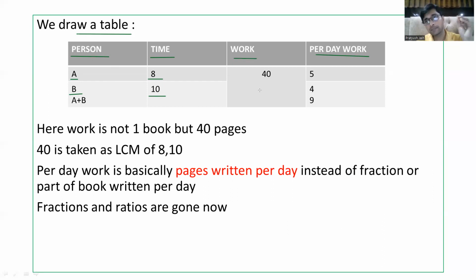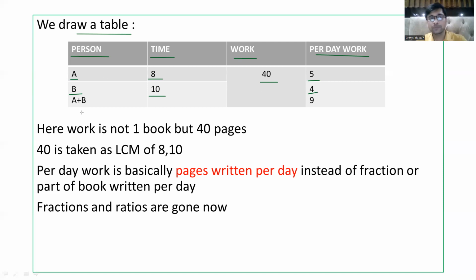Now in my work, I say I'm not writing one book. I am writing some pages, P pages. And this P is nothing but LCM of time. So this P is equal to 40. So instead of writing one book, I say A and B are writing 40 pages, right? So my per day work is now basically my total work upon total time, which is equal to 5 pages. If A can write 40 pages in 8 days, every day he can write 5 pages. Similarly, every day B can write 4 pages. So instead of 1 by 8 or 1 by 10, now my per day work is 5 and 4, whole numbers instead of fractions.